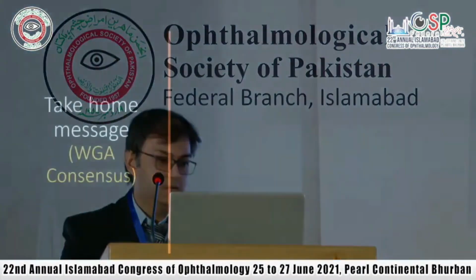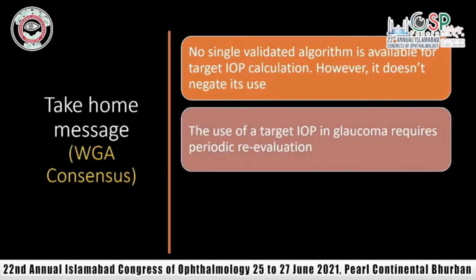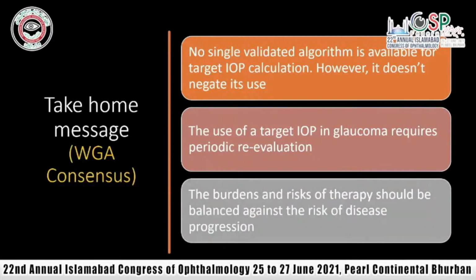Now the take-home message. These are from the WGA, World Glaucoma Association consensus. What they have said is that there is no single validated algorithm available for target IOP calculation. However, it does not negate its use. The use of target IOP in glaucoma requires periodic reevaluation. We have to adjust it periodically. And the burdens and risks of the therapy should be balanced against the risk of disease progression.